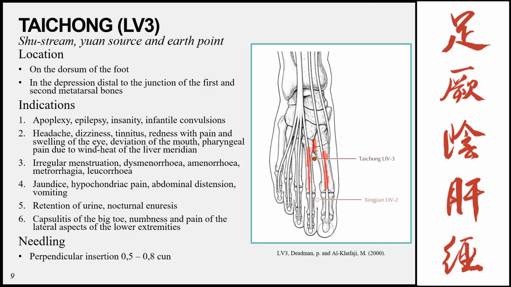It can also be used for jaundice, hypochondriac pain, abdominal distension, and vomiting. Fifthly, it can be used for retention of urine and nocturnal enuresis. Finally, it can be used for capsulitis of the big toe and numbness and pain of the lateral aspects of the lower extremities. Needling is perpendicular insertion, 0.5 to 0.8 cun. So as you can see from this point, there's a lot of indications here, and this point is quite frequently used in clinical practice. And it is also one of Ma Danyang's heavenly star points.